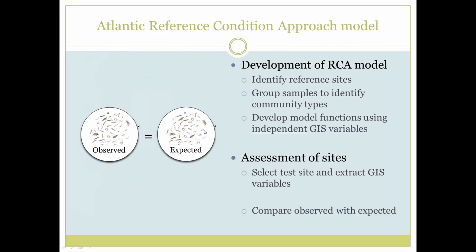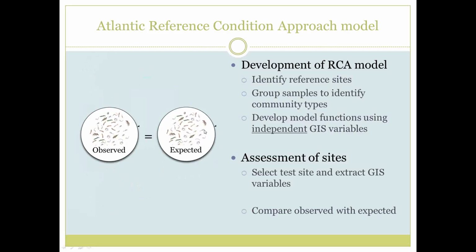Then quite simply, we send our sample off to a taxonomist who will then identify and enumerate the taxa within the sample, and we can compare what we observe in the sample with what we expect. And quite simply, the end result is that you end up with a ratio of observed to expected. And so the more that our observed community deviates from our expected community, then that starts to raise a flag that there may be a potential impact.